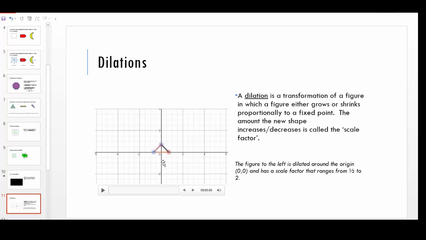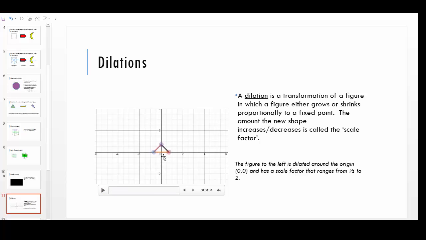So a dilation is when you grow a figure or you shrink a figure and all of the points increase or decrease by the same factor. And we call that the scale factor. For people who do architecture and stuff, they build scale models. For people that build ships in a bottle and stuff, those are miniature representations of much larger objects. So that is what we consider to be a dilation.